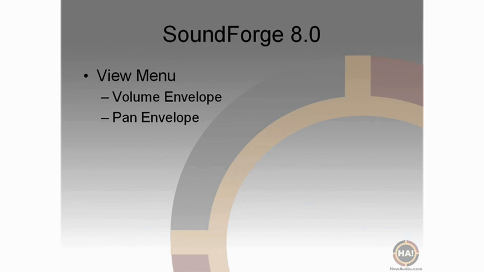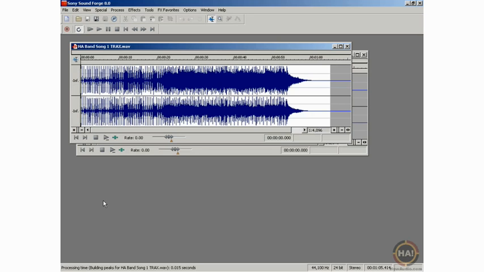All right, the next items on the view menu are the volume envelope and the pan envelope. We'll take a quick look at both of these. However, we'll get more into detail about the plug-in chainer, which is what they're part of, a little bit later on. Okay, here we are with a sample song I've got open.